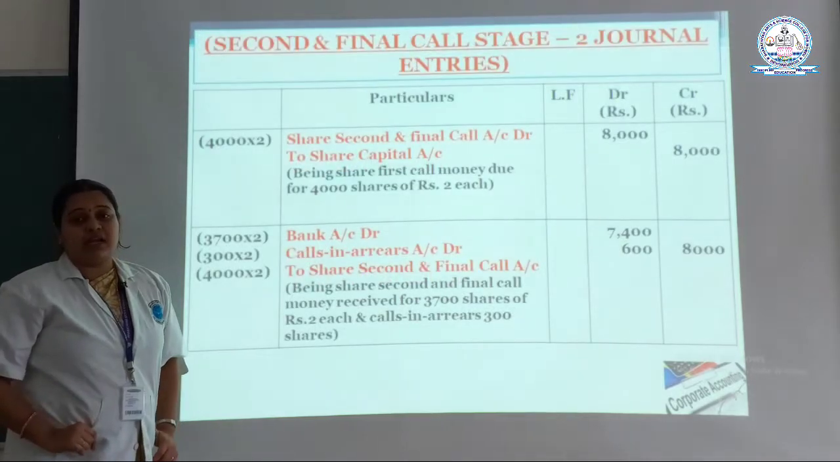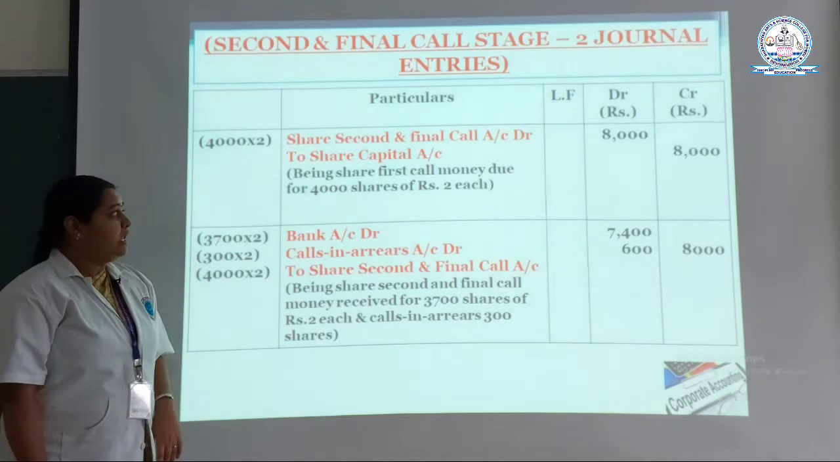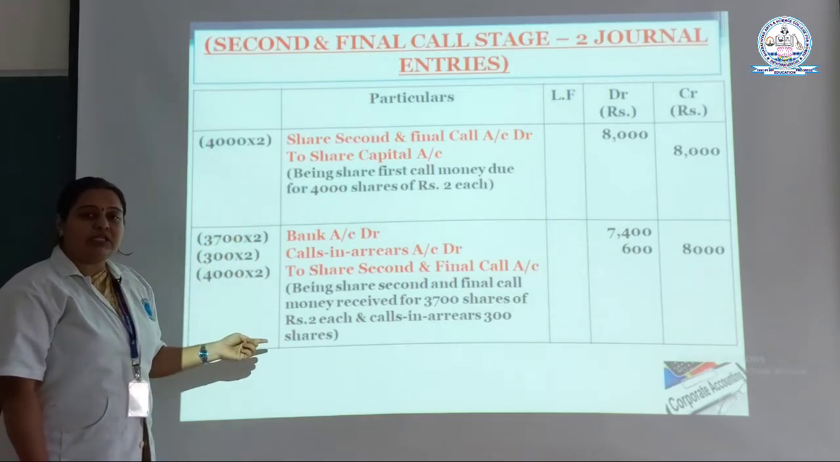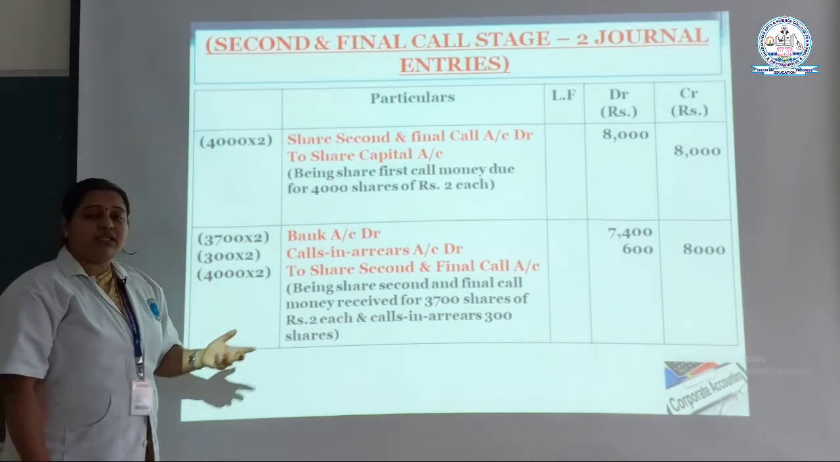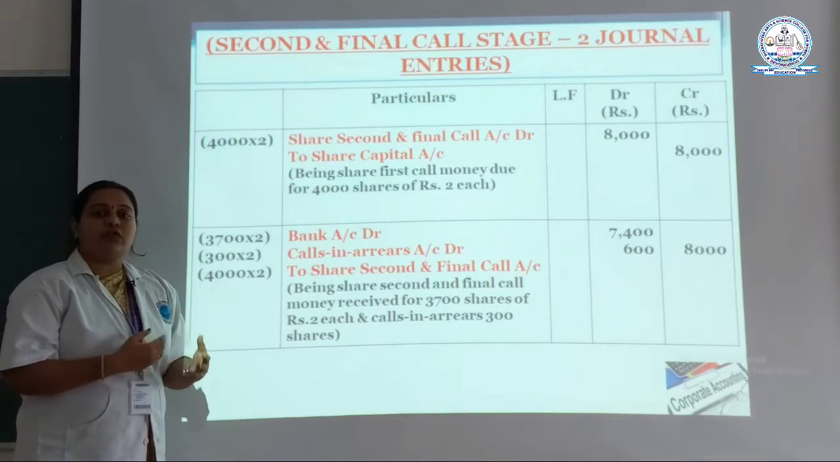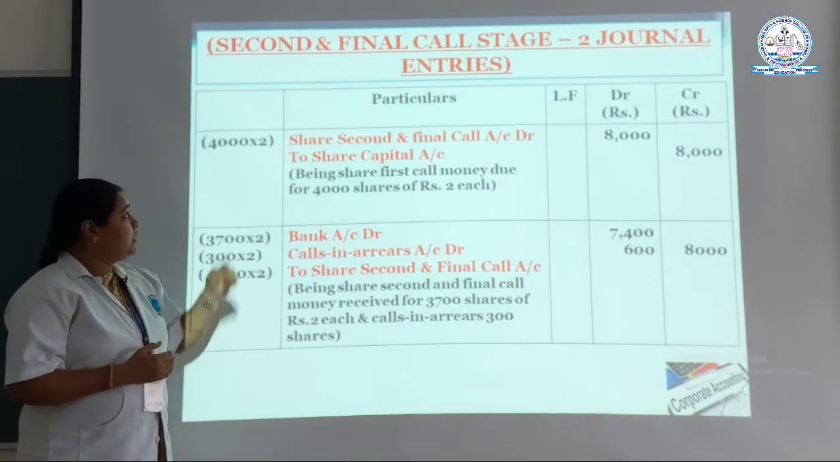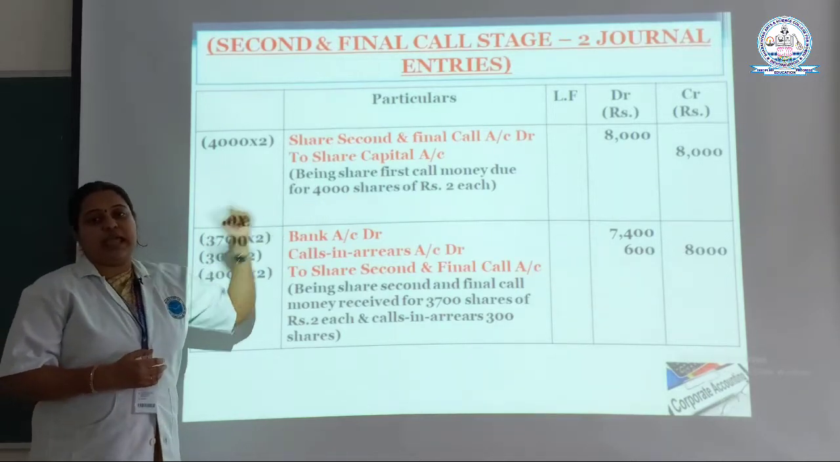Next, the second and final call stage. In this stage we have two entries. One is the due entry, another one is receiving second and final call money. For the due entry, what is the entry? Same as first call, instead of share first call, we are going to say share second and final call account debited to share capital account. Amount is 4,000 into 2, which is 8,000.